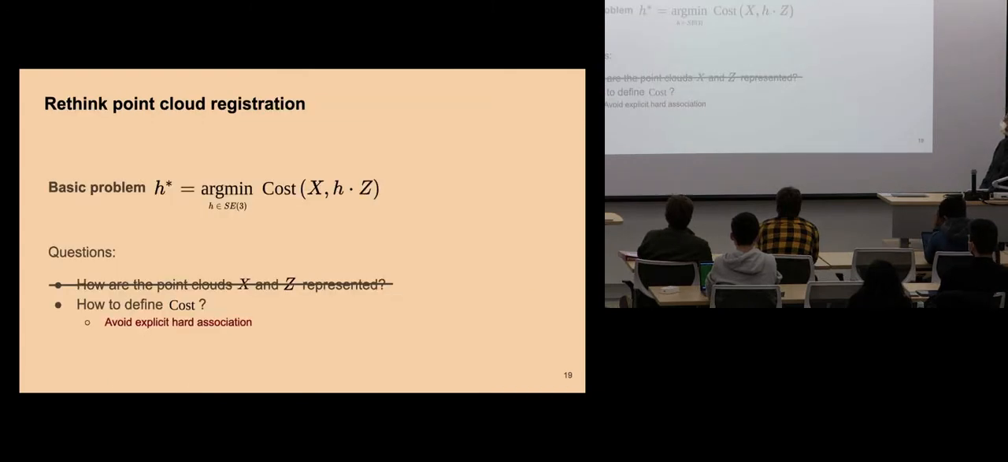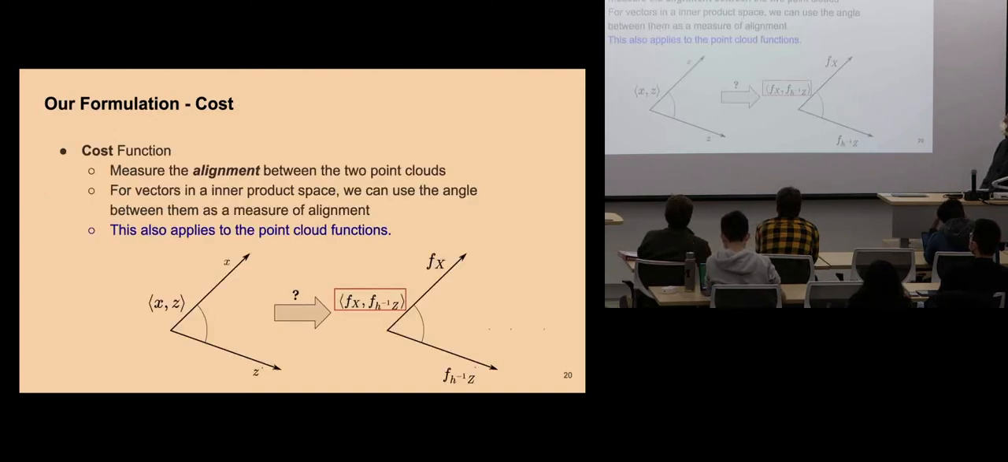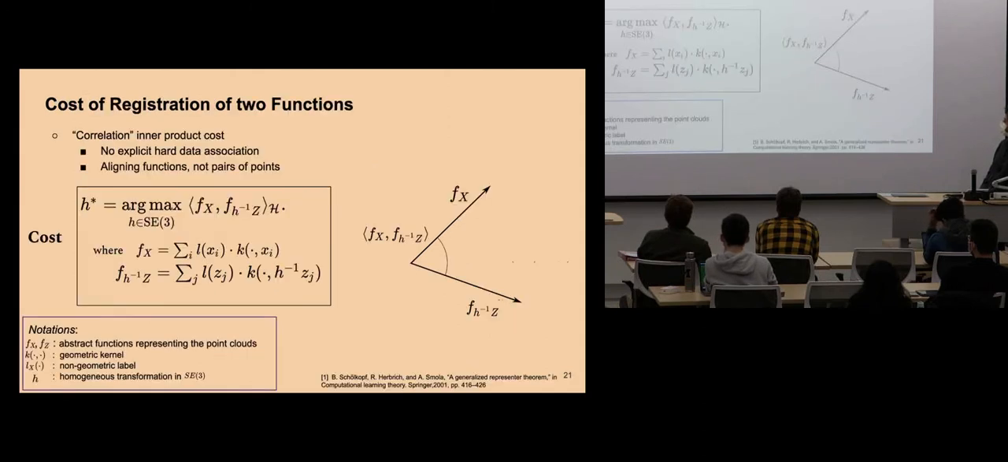Now that we have the continuous function representation for the point clouds, we want to define a cost for it. We want the cost to avoid the explicit hard data association. The cost function should measure the alignment between the two point clouds. For vectors in the inner product space, we can use the angle between them as a measure of alignment, and this also applies to point cloud functions. So here we define the cost function as the inner product of the two functions of the point clouds. The nice thing about this cost function is that it avoids explicit hard data association, and we're actually aligning the two functions instead of two pairs of points.